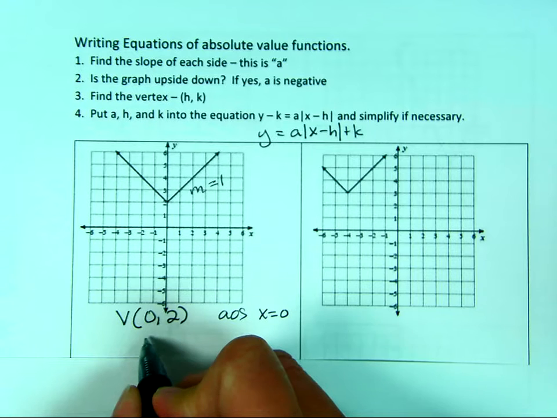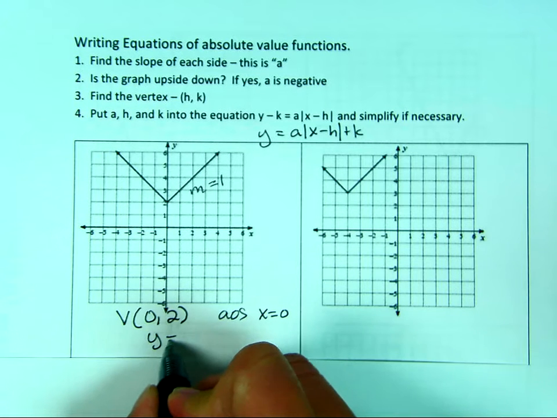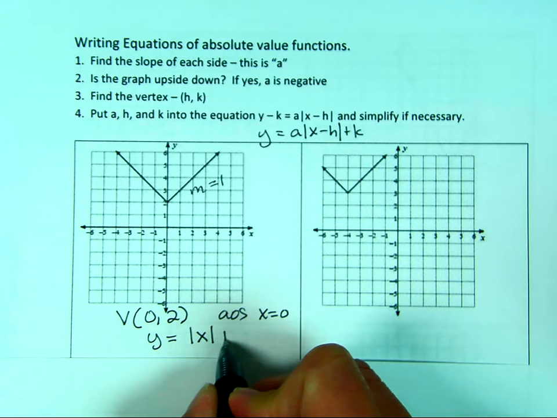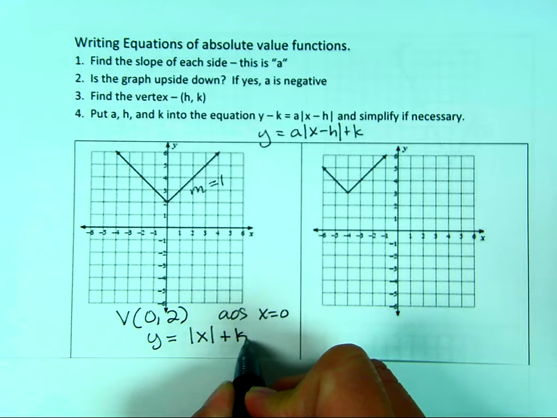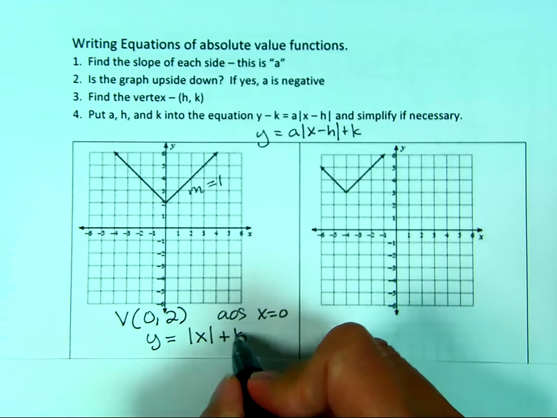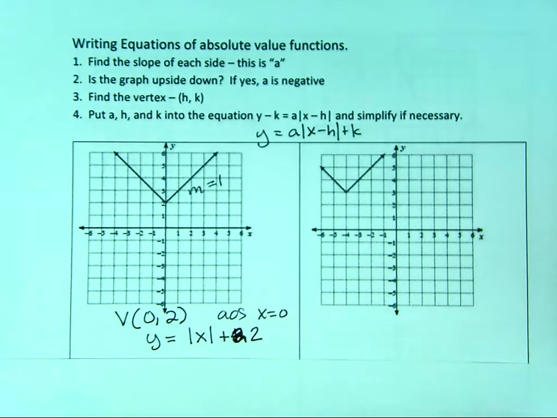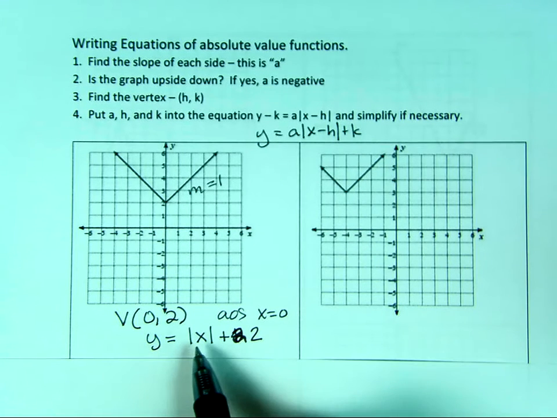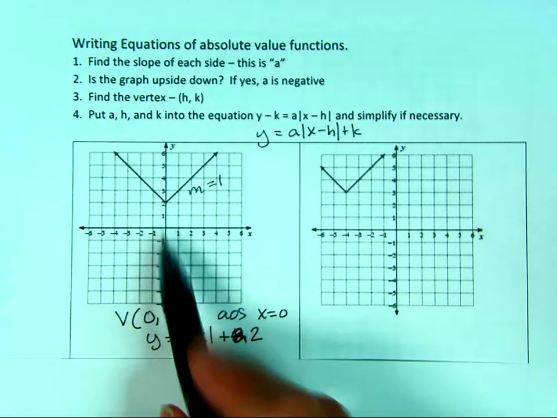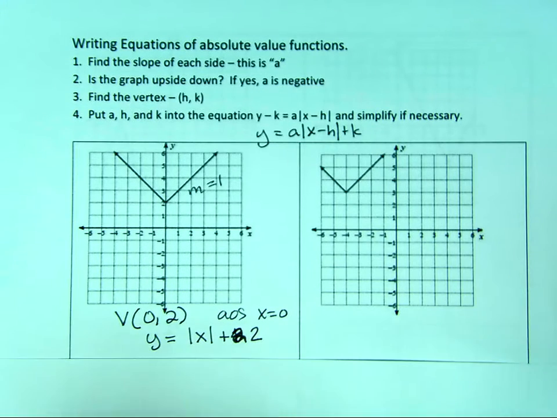So let's write our equation. y equals, a was 1, so I really don't need to put a 1 there. If you want to, you can. I'm just going to say x, and then k is what shifts it up, so I'm going to say, oh, I meant to say plus 2, not plus k. Let me scribble it out. Put it there. Okay, so our equation is the absolute value of x plus 2, because it moved up 2, and the slope was 1, so a didn't change. Okay, let's try this one.